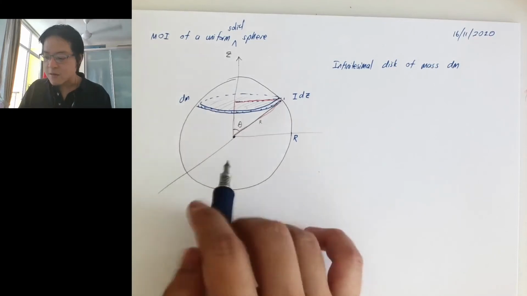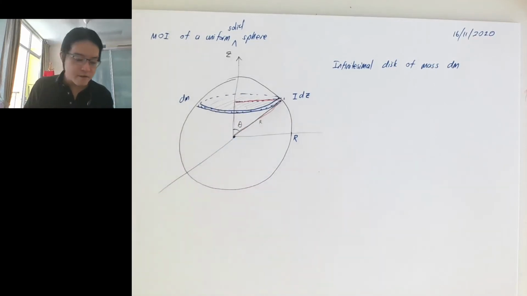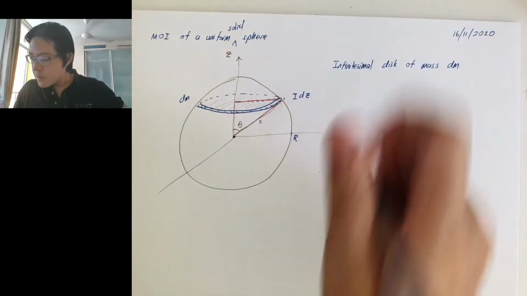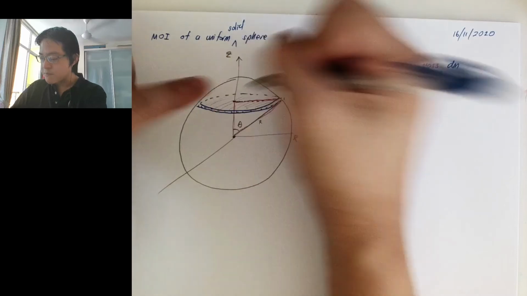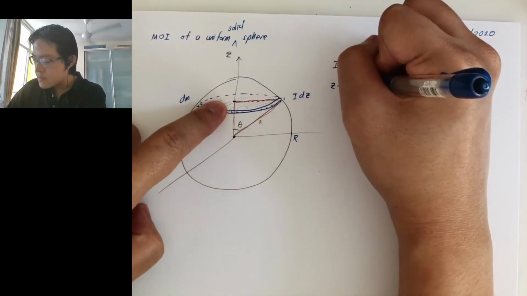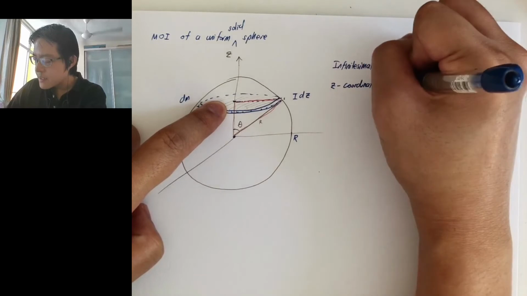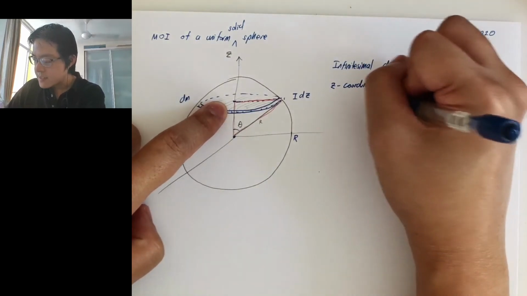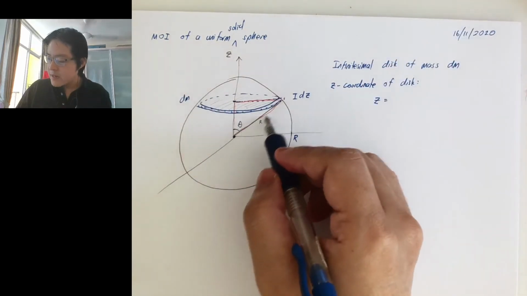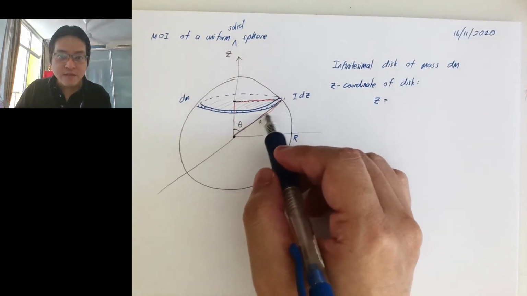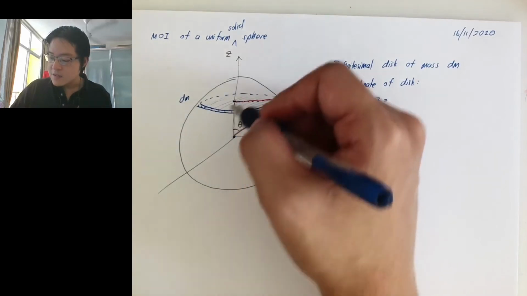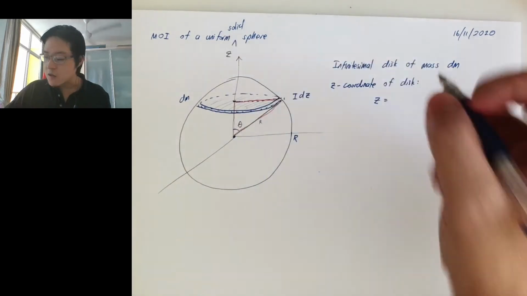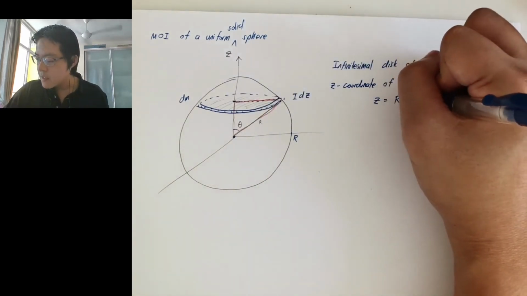To help us calculate, we are going to look at the z coordinates of the sphere. There is some z position over here. What is the z coordinate of the disk? This is the big R, the full radius of the sphere, and this is the angle theta. The z is the height over here. Therefore z is equal to R cos theta. Very straightforward, R cos theta.